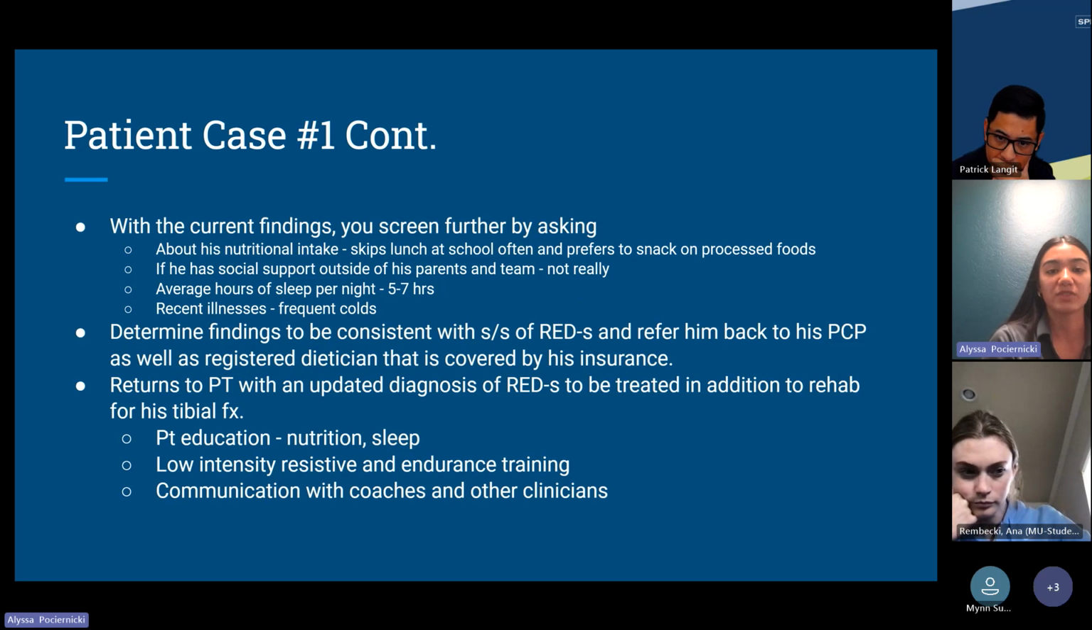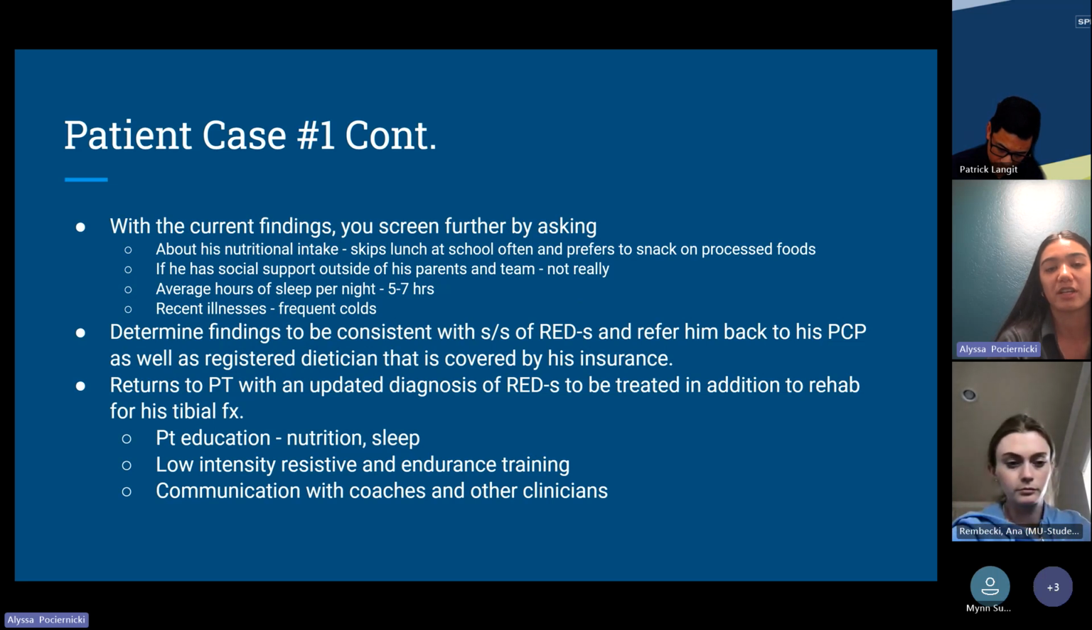And then you ask if he's had any recent illnesses. He says that he's been getting frequent colds, pretty much once every 3 months. So from all of these findings, it should hopefully lead you down the path that maybe he's experiencing some relative energy deficiency, because some of these signs and symptoms aren't really consistent with having a stress fracture. There's a lot of social and more immunity things going on top of his stress fracture. So you determine your findings to be consistent with signs and symptoms of REDS, and you refer him back to his primary care provider as well as a registered dietitian that is covered by his insurance.